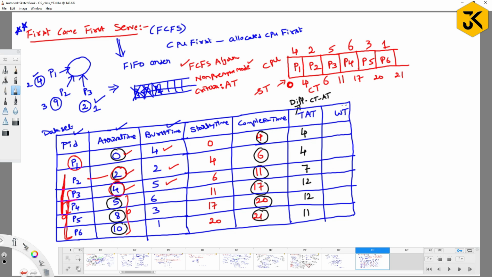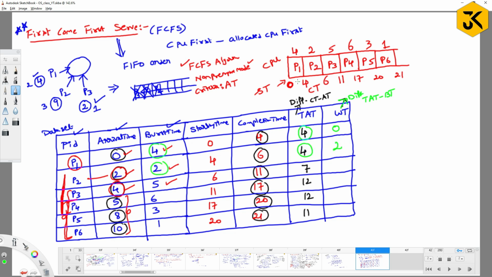Coming to waiting time, we can say it is the difference between turnaround time and burst time. Turnaround time minus burst time, right? For P1, turnaround time is 4 and burst time is 4, so there is no waiting time, as it comes directly and executes. For P2, the turnaround time is 4 and the burst time is 2, so 4 minus 2 is 2.